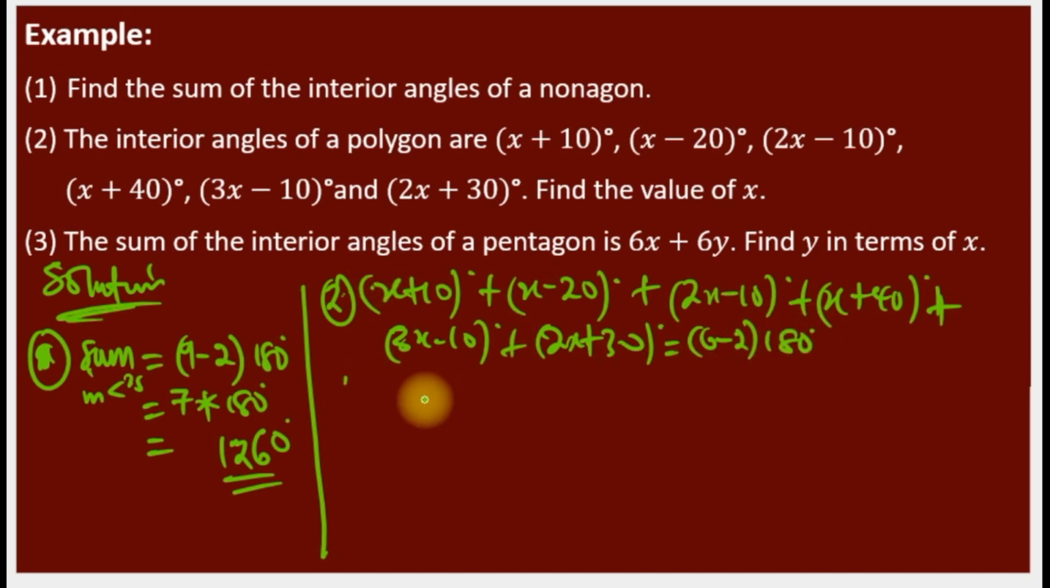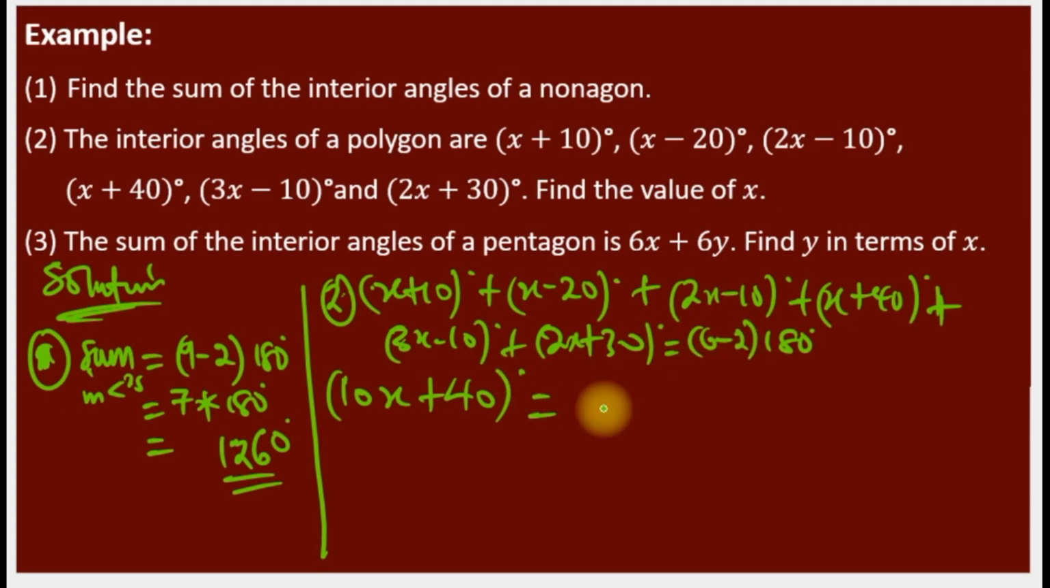So the sum of this is equal to 10x. Summing the ones with x: 1, 2, 4, 5, 8, 10. So let's add the others. 10 minus 20 is minus 10. Minus 10 minus 10 is minus 20. Minus 20 plus 40 is plus 20. Plus 20 minus 10 is 10. And 10 plus 30 is 40. So that's it.